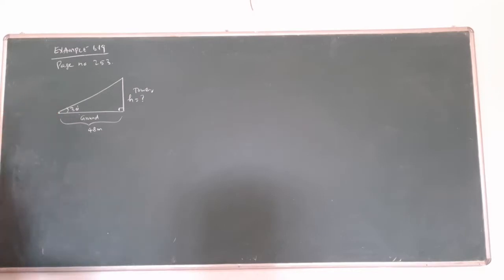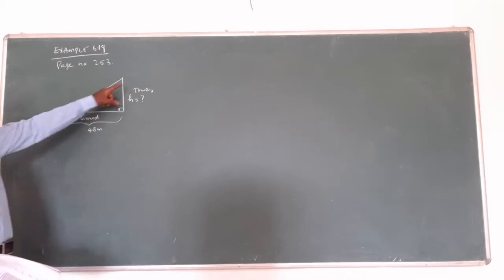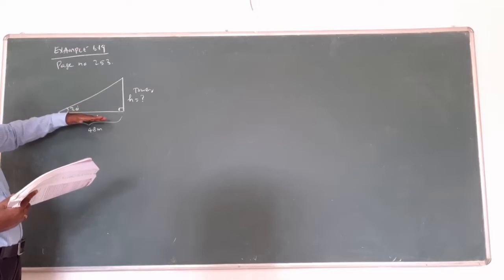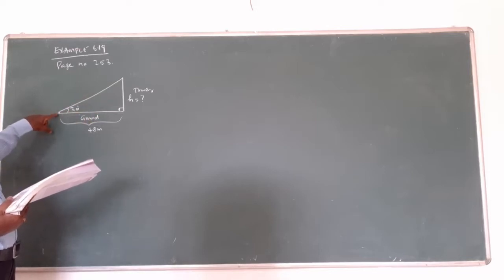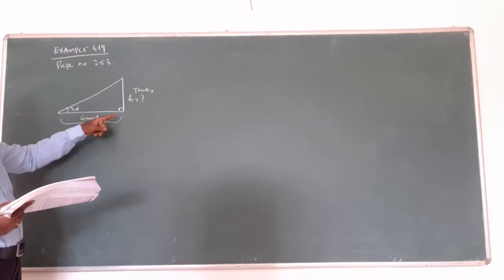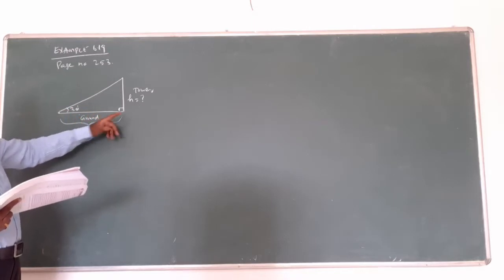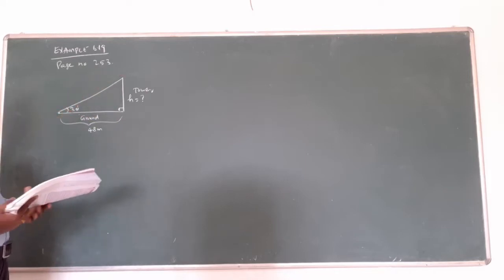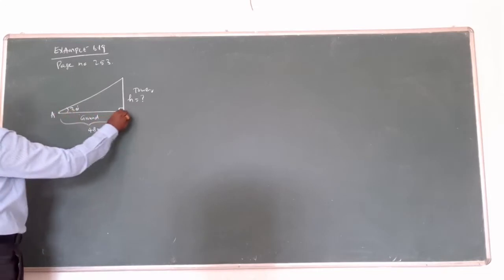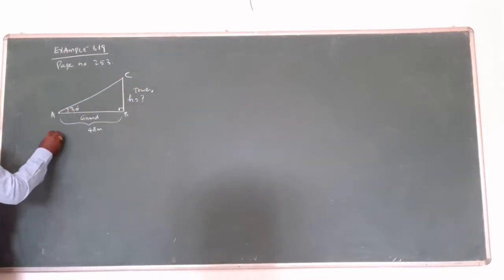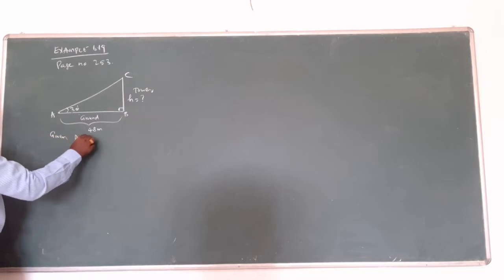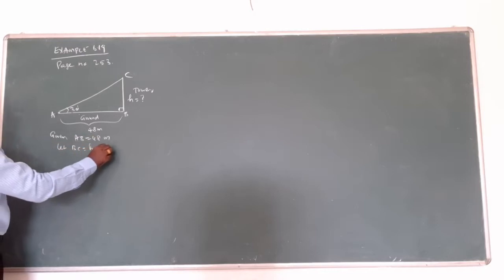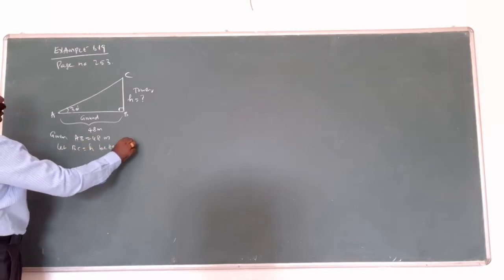That's very important. Once again, read the question. A tower stands vertically on the ground. From the point on the ground, which is 48 meters away from the foot of the tower, the angle of elevation of the top of the tower is 30 degrees. Find the height. Let it be A, B, C. What is given? Given AB equal to 48 meters. Let BC equal to H be the height of the tower.